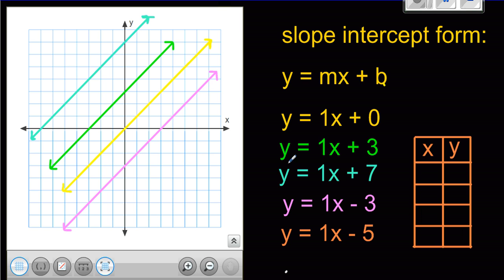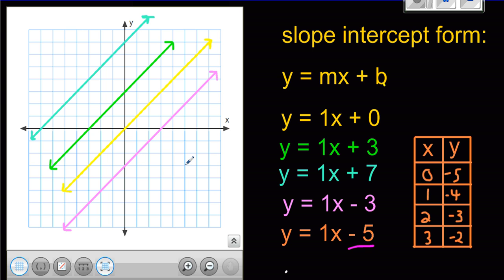So what happens now whenever we subtract 5, when our b value is minus 5? Well, let's go ahead and solve this one. And when x is 0, y would actually be a negative 5. And when x is 1, 1 minus 5 is actually a negative 4. When x is 2, we would have negative 3. And when x is 3, we would have negative 2 for y.